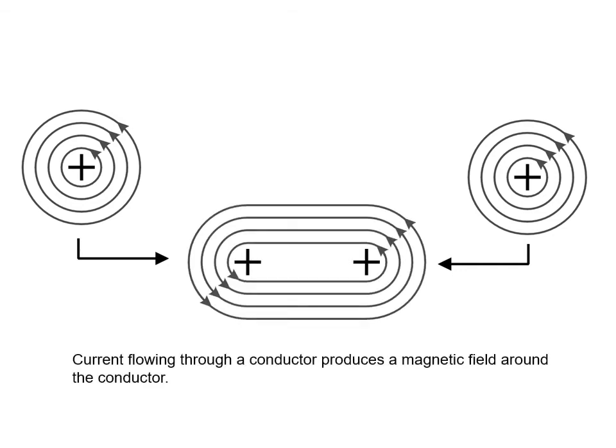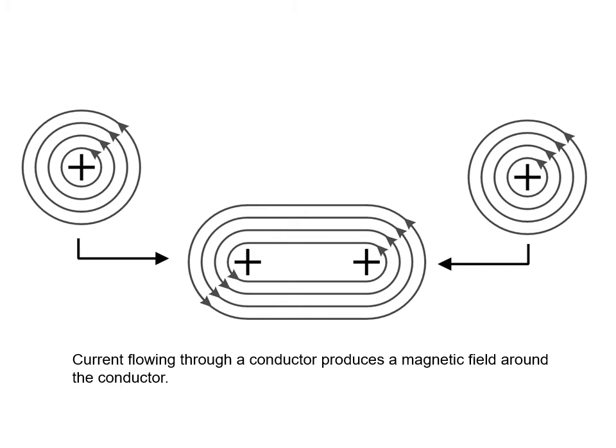If we take a current-carrying conductor, here the current is going away from you or into the board. And we take a second current-carrying conductor, doing the same. And we bring those two current-carrying conductors together. The magnetic fields from those two current-carrying conductors will then combine to produce a much larger field around the system.